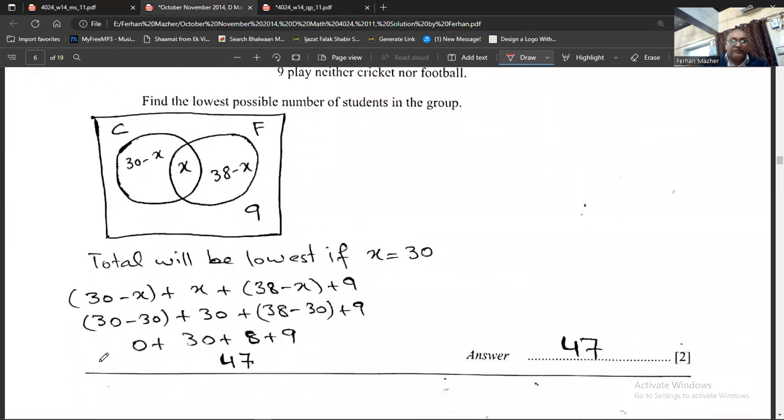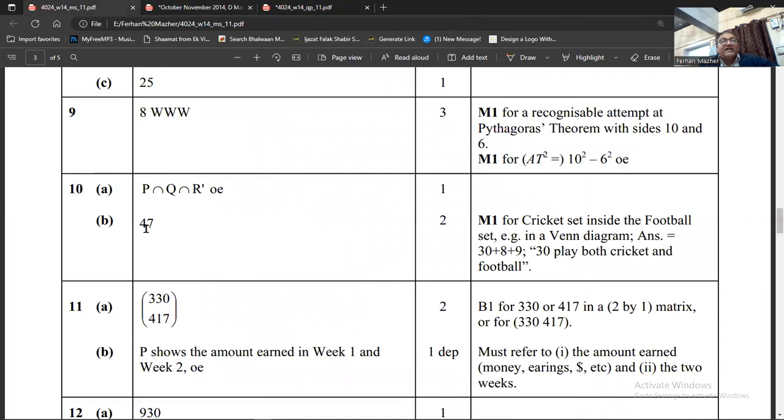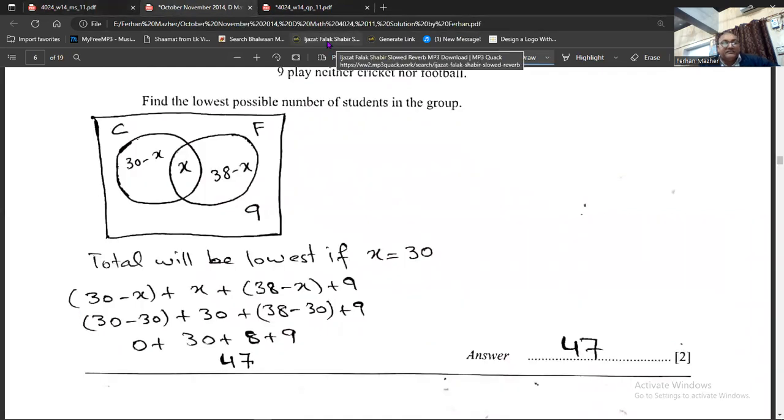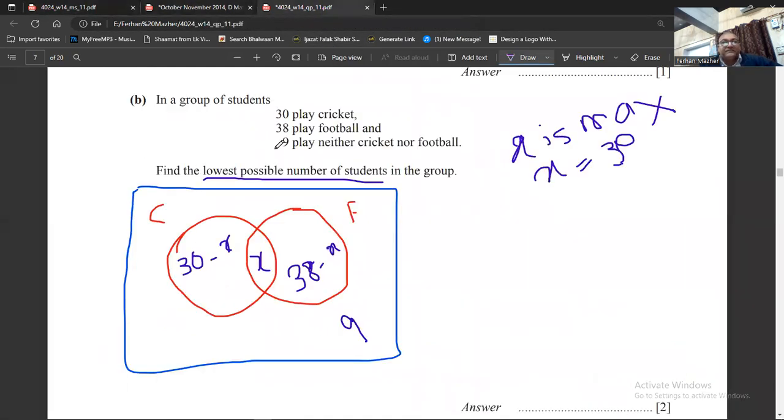So here we go. The total will be lowest if X is equal to 30. So I will add them up and find the least, and in the place of X, I will put 30. So I will have 30 minus 30 plus 30 plus 38 minus X plus 9, the total of all these. So this will be gone, 0, 30 plus 8 plus 9. So it will be 47. So 47 is the answer. 47 is the right answer.